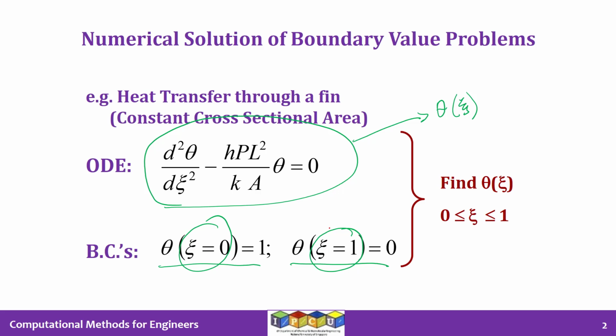If this was an IVP, then you would have had conditions like theta at psi equal to 0 is some value which is given, and d theta by d psi at psi equal to 0 would also be provided to us. Those would have been the two conditions which would have made it an IVP. Now here the conditions are such that one is provided at psi equal to 0 and the other is provided at psi equal to 1. So this is an example of a boundary value problem.